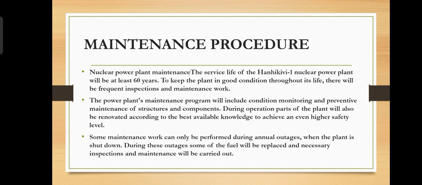During operation, parts of the plant will also be renovated according to the best available knowledge to achieve an even higher safety level. Some maintenance work can only be performed during annual outages when the plant is in shutdown. During these outages, some of the fuel will be replaced and necessary inspection and maintenance will be carried out. So basically, this maintenance procedure is done during the outage stage.